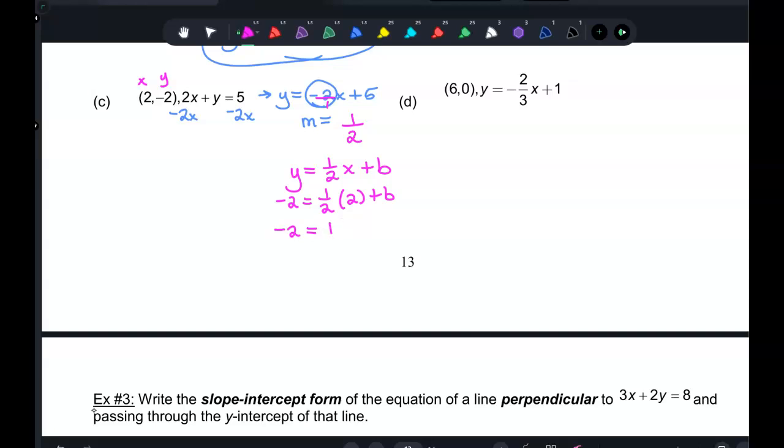Whoops, that's a positive 1. Negative 2 equals 1 plus b. Okay, it's going to be negative 3. How do I isolate b? You have to take 1 away from both sides. Negative 3 equals b. Okay, now that's not my final answer. My final answer has to be y equals 1/2x minus 3.